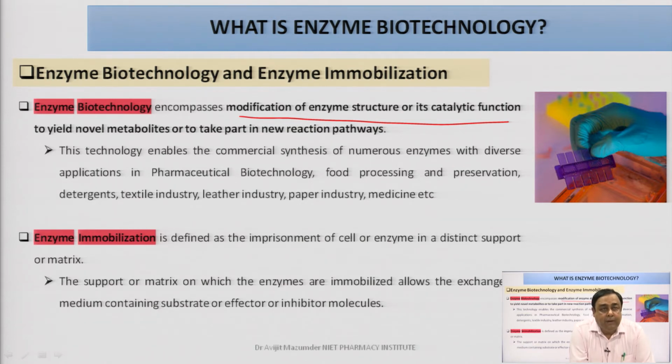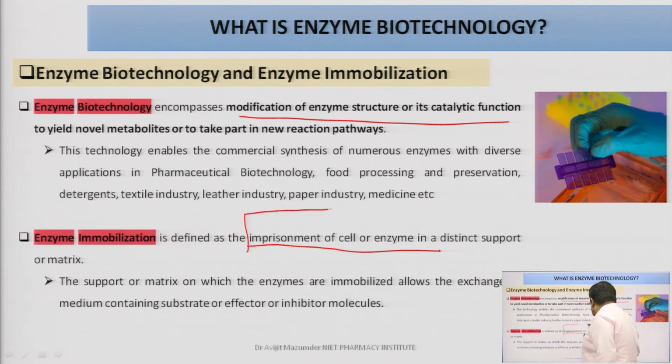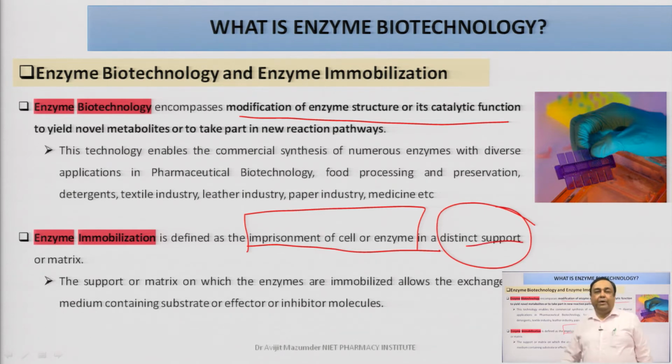So, to impart stability, sometimes we adopt the process of enzyme immobilization. There are various techniques which we will be discussing in the subsequent classes, but let me just define what enzyme immobilization is. Enzyme immobilization is defined as the imprisonment of an enzyme or a cell on a distinct support or a matrix. We want to protect the enzyme, so we try to encapsulate the enzyme within a particular matrix or support.